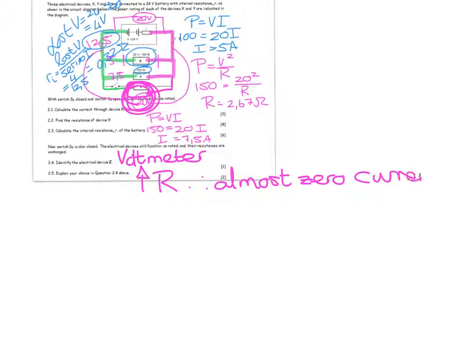Voltmeters have got very high resistance, and therefore no current flows through them, and they make no difference whatsoever to the circuit. Very high resistance, therefore almost zero current. Therefore no difference. And some people wrote a passive observer.